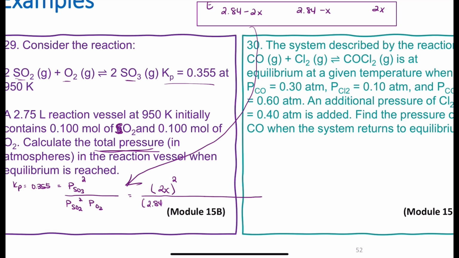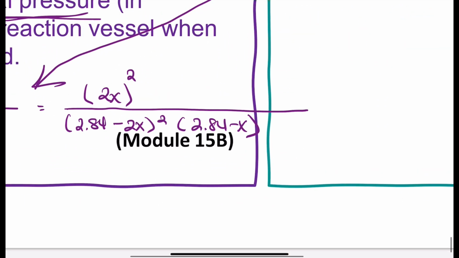I've got 2.84 minus 2x quantity squared times 2.84 minus x. And I'm not squaring that because that's the oxygen. I'm going to zoom in and try to solve this. Now, I don't want to deal with that x. I'm going to assume this goes to 0. I'll check the approximation in a sec.